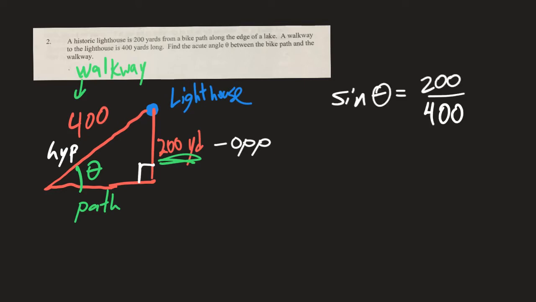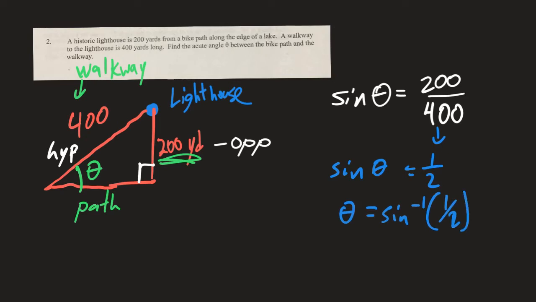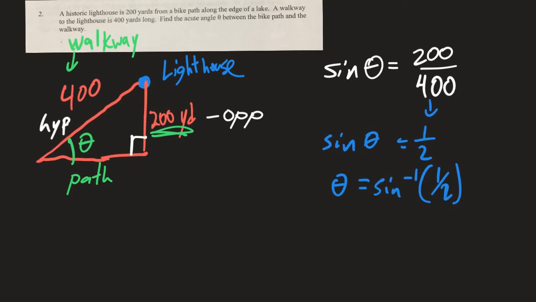So you should have gotten the setup that sine theta is equal to 200 over 400, the opposite over the hypotenuse. And in order to solve this, we could go about it two ways. One way is we can reduce this down to 1/2 and say, hey, sine theta is 1/2. We could look that up on the unit circle, or if we were relying on our calculator because the number wasn't so friendly, we could do the sine inverse of 1/2. And we should find that this is actually 30 degrees.